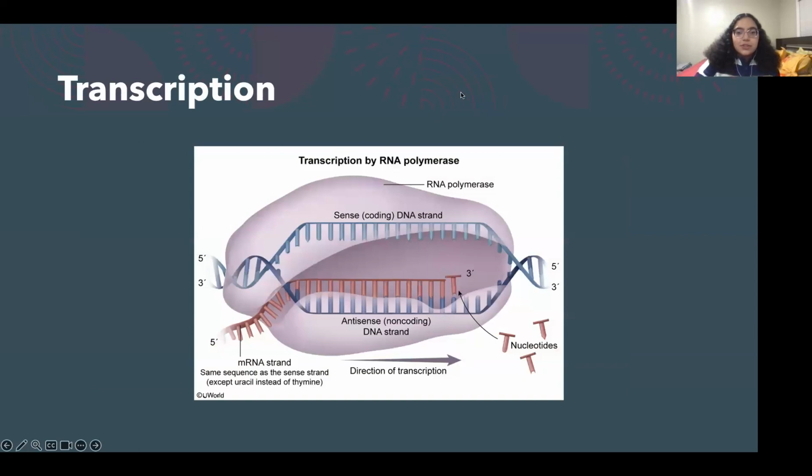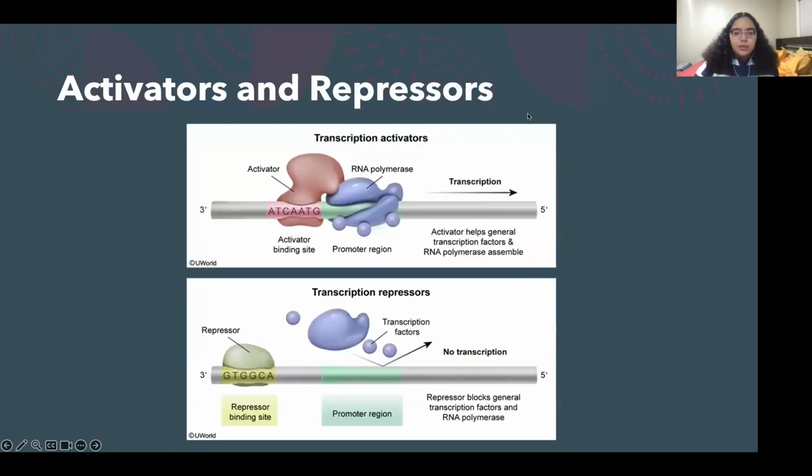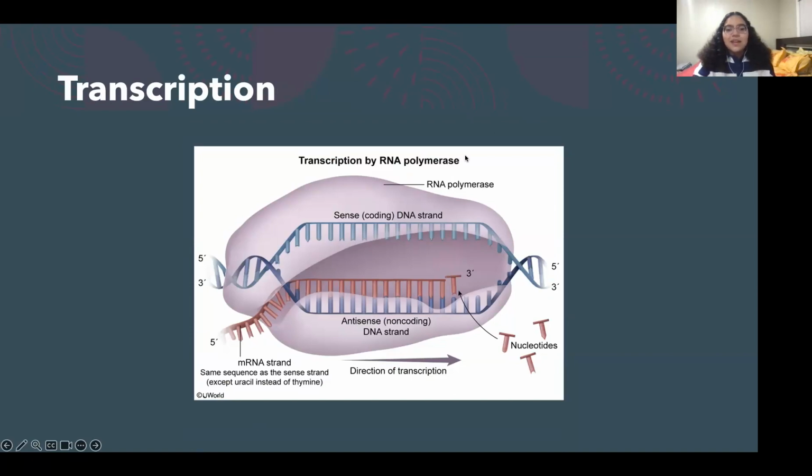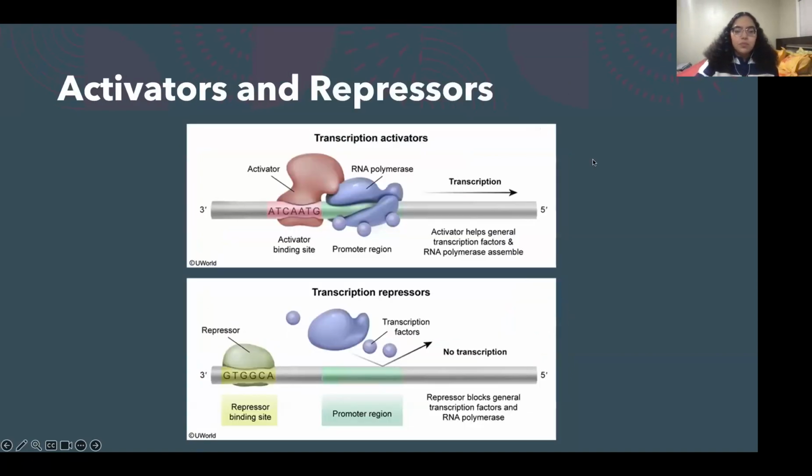So this is transcription by an RNA polymerase. You have your mRNA strand, your sense coding strand, because that's the one that's the same as the product you're making. The antisense is the non-coding strand, and that's the one that's complementary to what you're making. So that's how you're transcribing. It's going to be the same as the sense strand, except RNA has uracil instead of thymine.